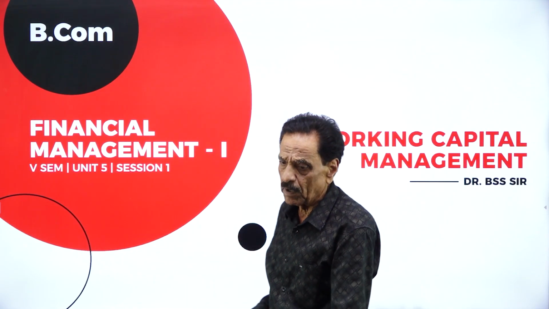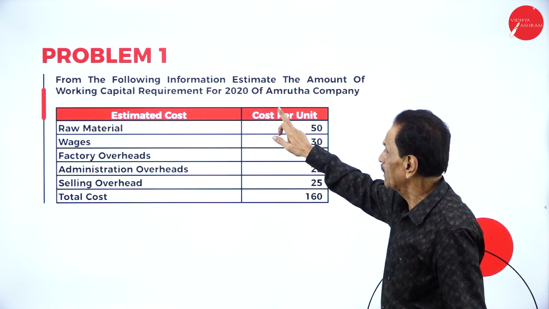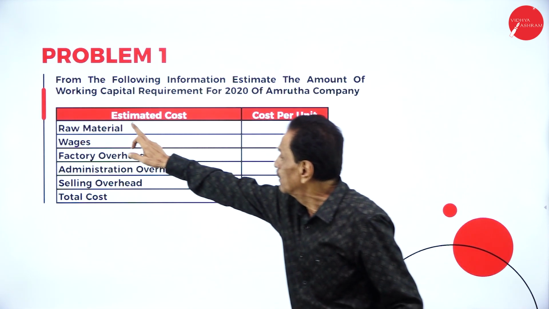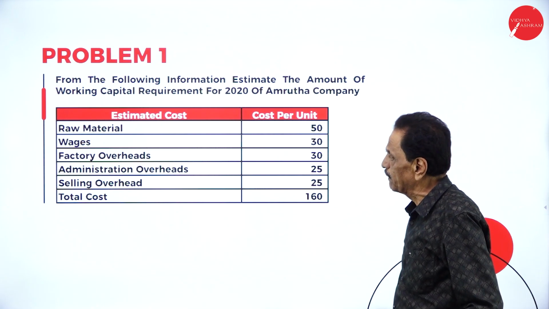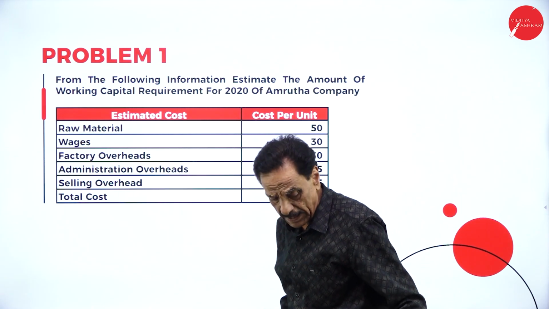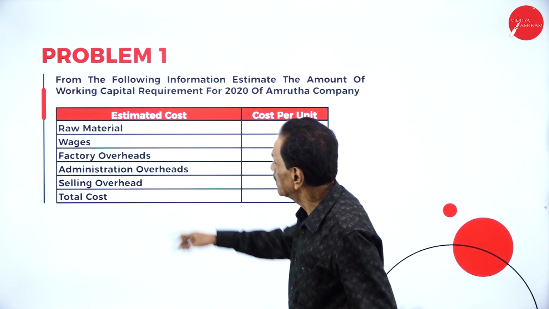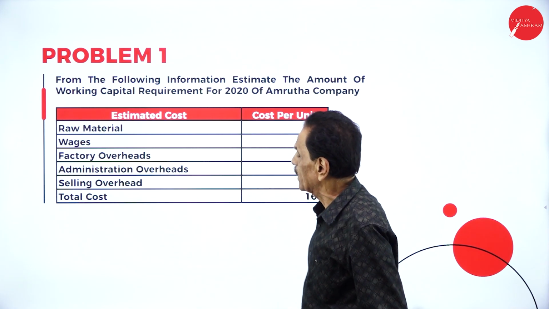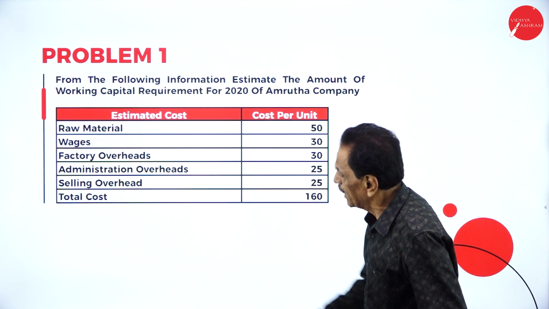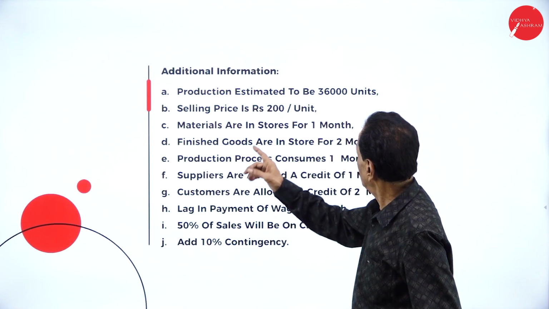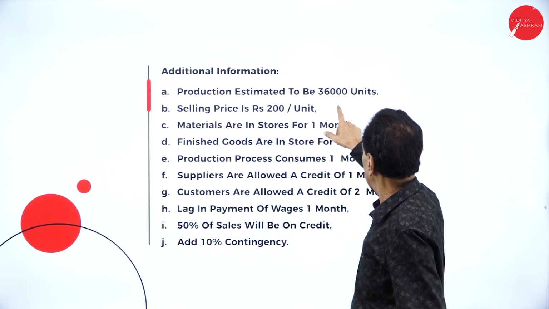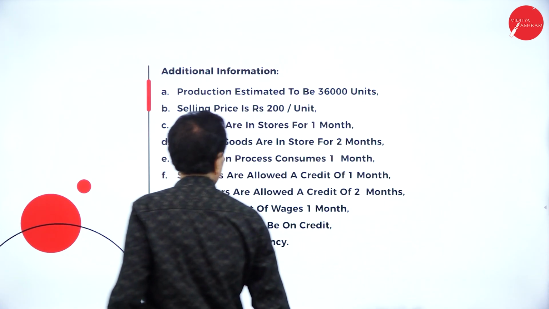We'll move on to the problem now. From the following information, estimate the amount of working capital requirement of 2020 for the company. So they have given the estimated cost. What's your total cost? Raw material, wages, factory overhead, administration overhead, selling overhead, total cost.